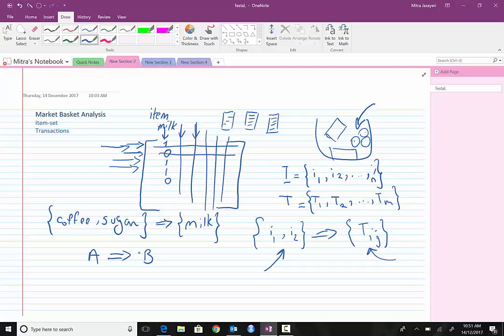With this, we can understand three important ratios: the support, and then the confidence, and lift. So in the next video, I'm going to explain what are support, confidence, and lift.